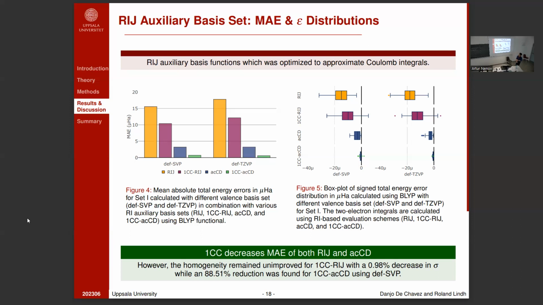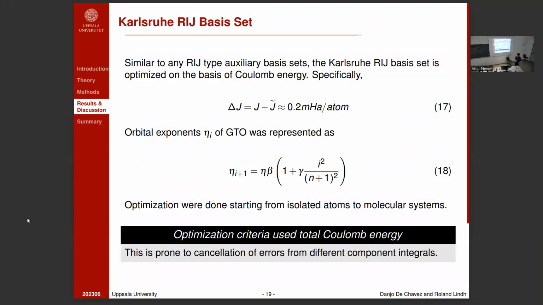RIJ pre-optimized basis set. What is problematic, however, is that in your pre-optimized basis set, the distribution of error is just shifted back. So it means that it's not correcting the exact integrals, simply because of the way that these basis sets are actually obtained. For the Karlsruhe RIJ basis set, they optimize it with respect to the total Coulomb energy. So this is their criterion, equation 17.